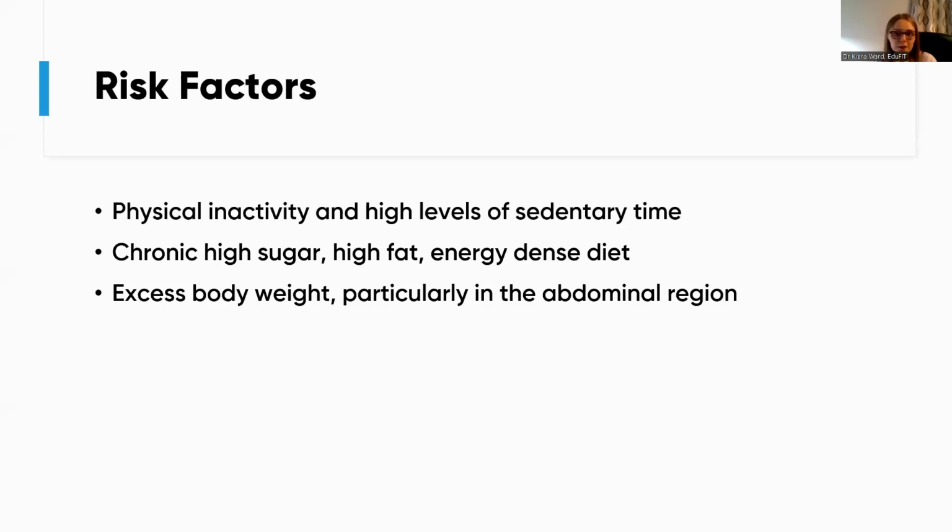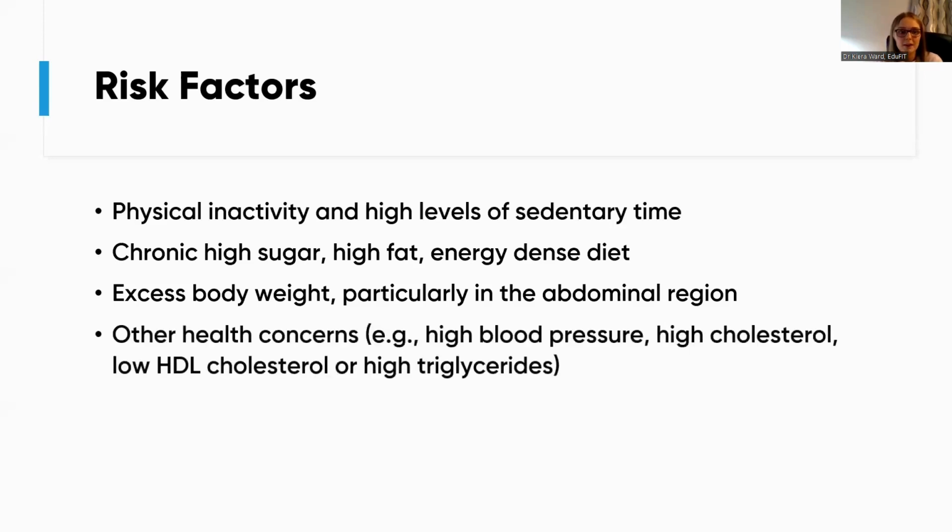But if we modify our diet, reduce our sedentary time and increase our physical activity, we can actually shift this to produce anti-inflammatory biomarkers or health enhancing biomarkers that contribute to the improvement in our health. So again, modifiable. And then the fourth one then is other health concerns can also contribute. So our high blood pressure, high cholesterol, low HDL cholesterol, also known as our good cholesterol, and high circulating triglycerides.